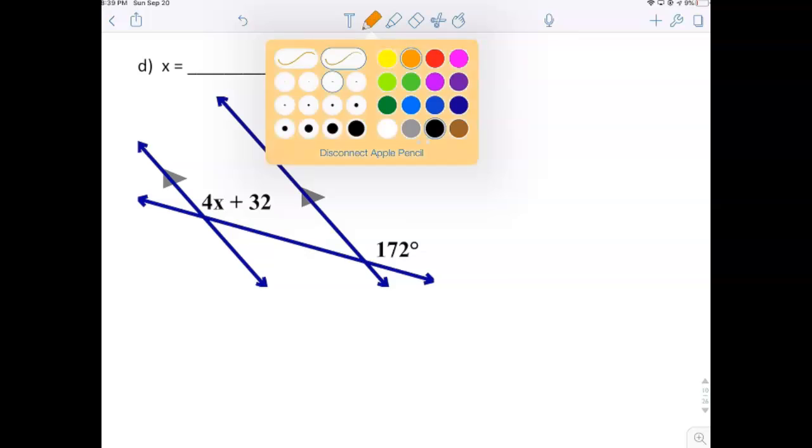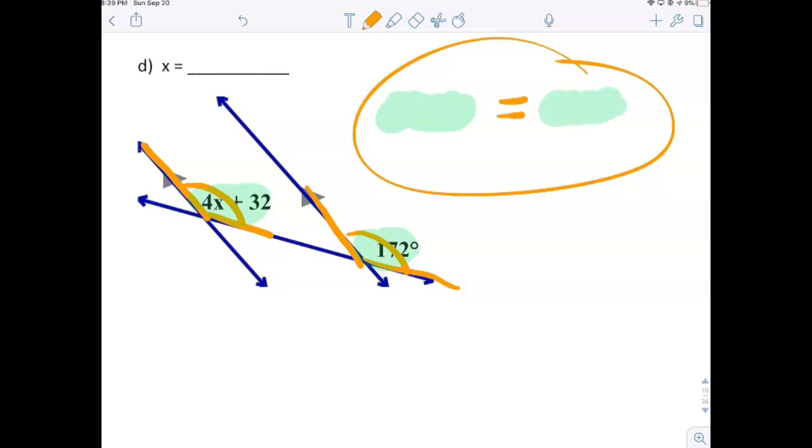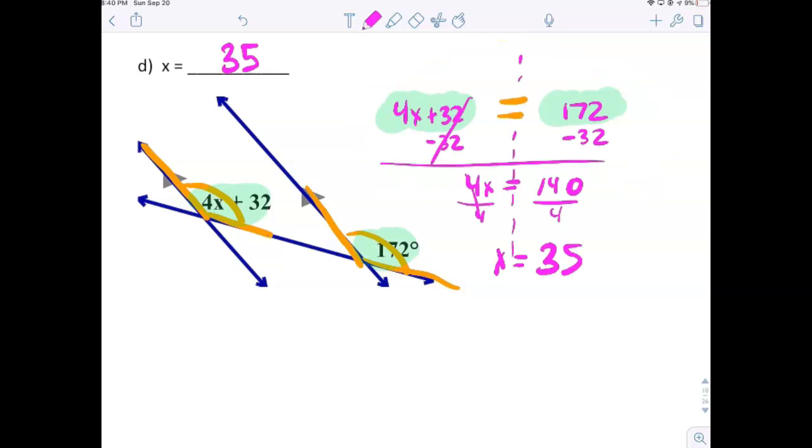And let's look at problem D. This is sort of an extreme case. It's a little bit more obtuse and more acute. The one that they have labeled here is really obtuse, 4x plus 32. And the one that they have labeled here is really obtuse. They're both obtuse. So what are they? They are equal to each other. So you are going to say 4x plus 32 equals 172, and you're going to solve that. Give it a shot. Little check of your work. 4x plus 32 is the same as 172. That came out to be 35.